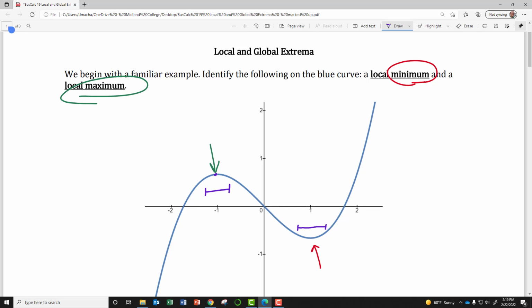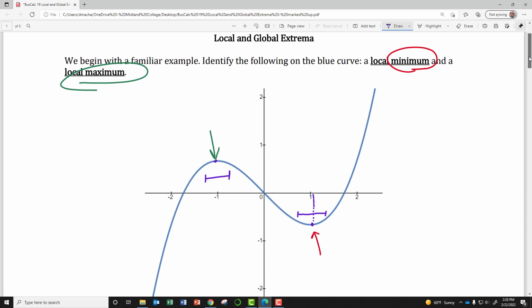I'm calling this point here my local minimum because when you compare it to just the points that are just next to it, that point gives the function its minimum value. And I specifically call these local minimum and local maximum because you'll notice that there are places over here where the function is greater than that maximum, right? And we see places over here where the function is actually less than that minimum. However, just in the local region around those points, we find that they are minimum and maximum.